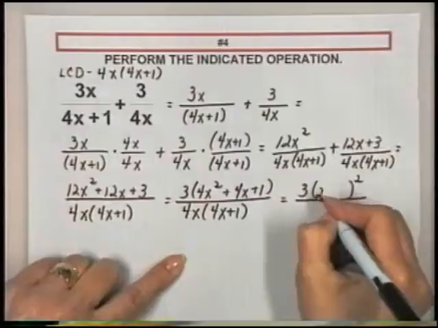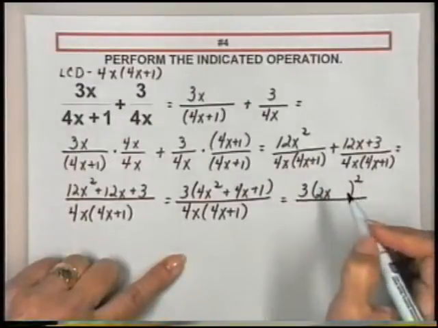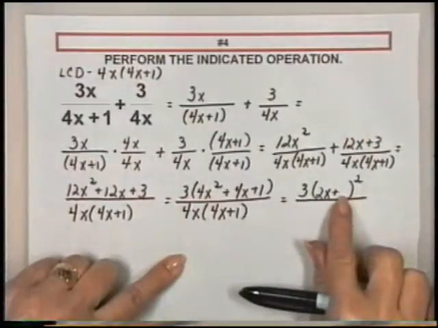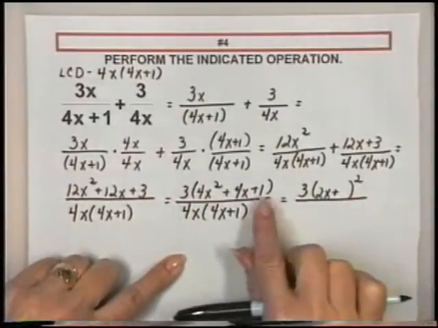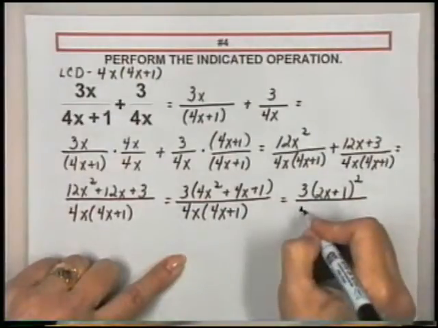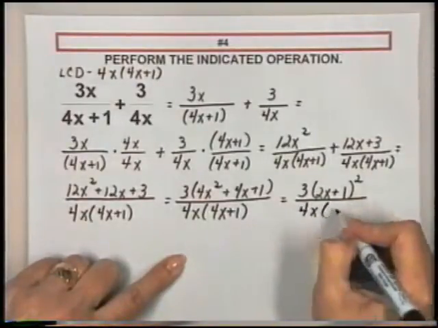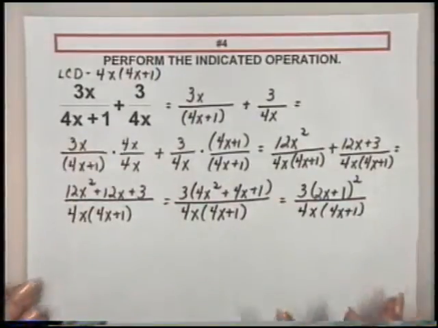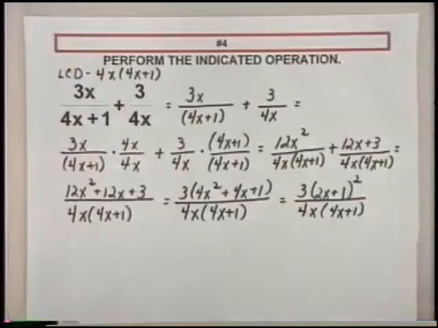The first term is whatever we squared to get 4x squared, that would be 2x. We will get the sign from this middle term, and the last term will be whatever we squared to get this 1, which is 1. For my denominator, I have 4x times 4x plus 1.